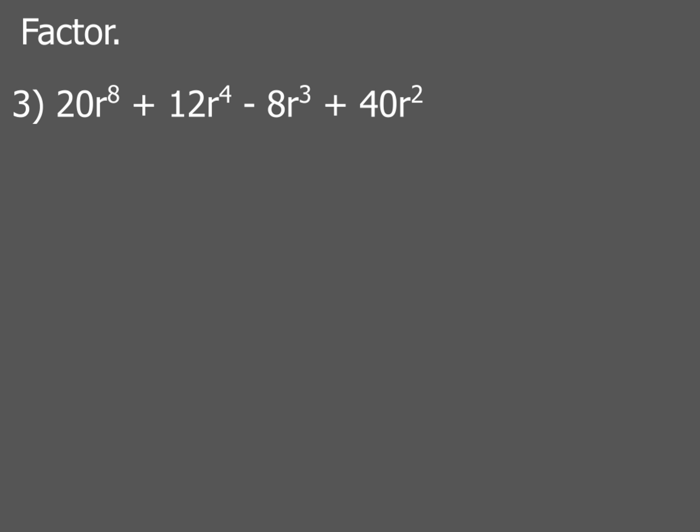Now, say that you didn't get the 4 as a GCF right off the bat. So say you're thinking about it and you're like, oh, I'm going to factor out a 2 because I look at 20 and 12 and -8 and 40 and I notice that they're all even. So say I just factor out a 2 instead. So now 2 goes into 20 10 times, 2 goes into 12 6 times, 2 goes into -8 -4 times, and 2 goes into 40 20 times.